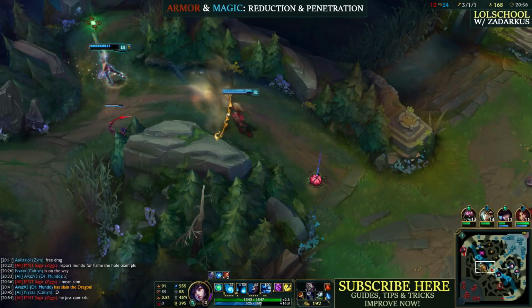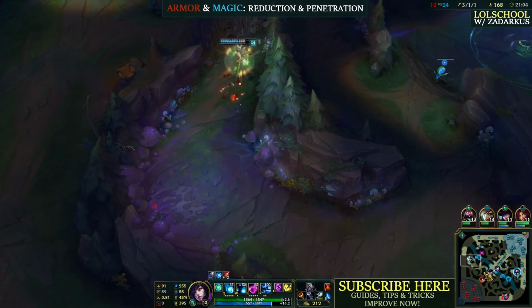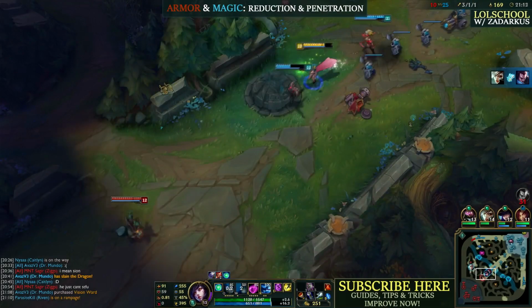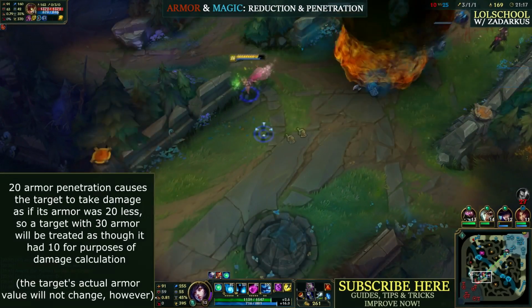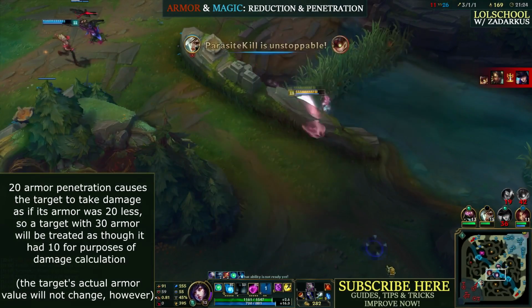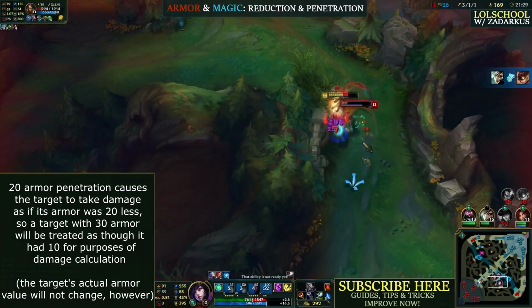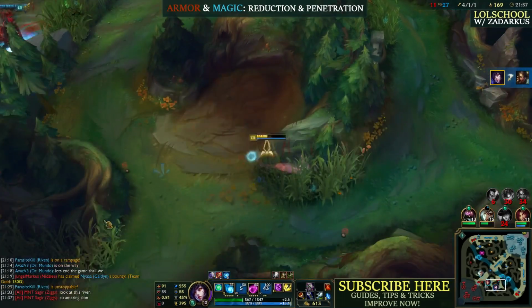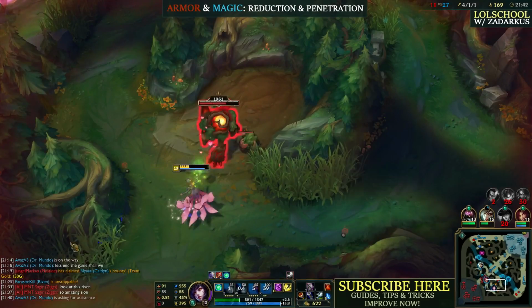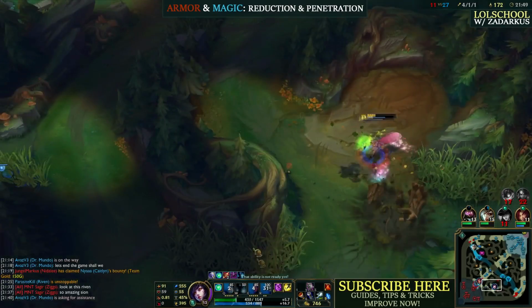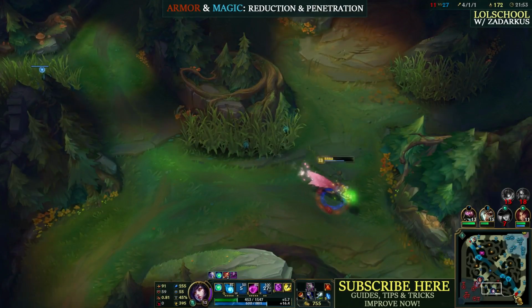Now, the flat armor penetration. The target's armor is treated as being reduced by an amount for the purpose of damage calculation, but cannot be reduced below 0. Flat armor penetration stacks additively. For example, 20 armor penetration causes the target to take damage as if the armor was 20 less, so a target with 30 armor will be treated as though it has 10 for the purpose of the damage calculation. The target's actual armor will not change, however, so it only affects your champion's damage. Because of that, the same goes for the example I gave you about Ramos. Now here are a couple of examples.